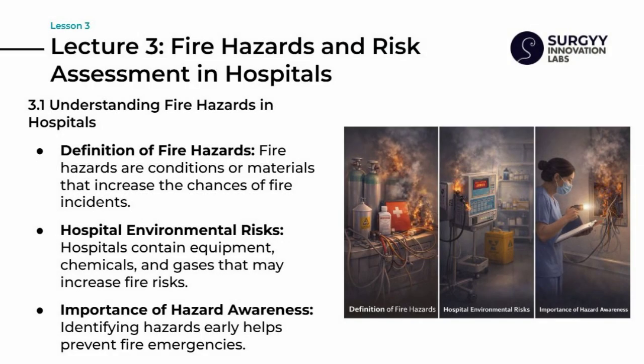Understanding fire hazards in hospitals begins with the definition of fire hazards, which describes conditions or materials that increase the chances of fire incidents occurring. Next, hospital environmental risks highlight that these facilities contain specialized equipment, chemicals, and gases that inherently increase fire risks compared to standard buildings. Finally, the importance of hazard awareness emphasizes that identifying hazards early is the primary way to effectively prevent fire emergencies before they escalate. Each of these elements forms the basis of a comprehensive safety strategy designed to protect vulnerable patients who may not be able to evacuate themselves during an actual emergency.